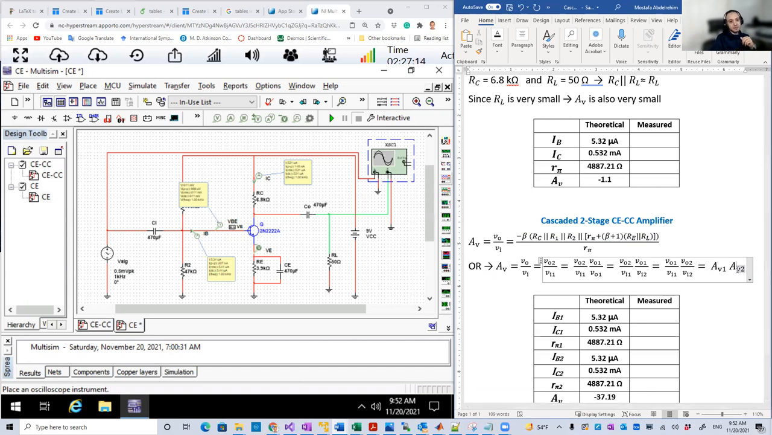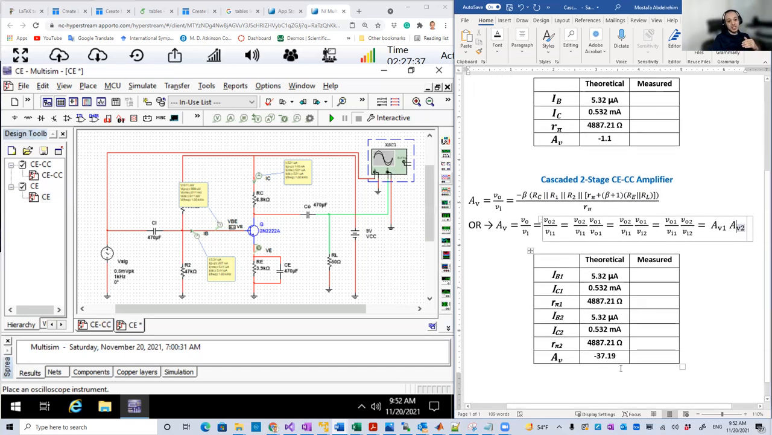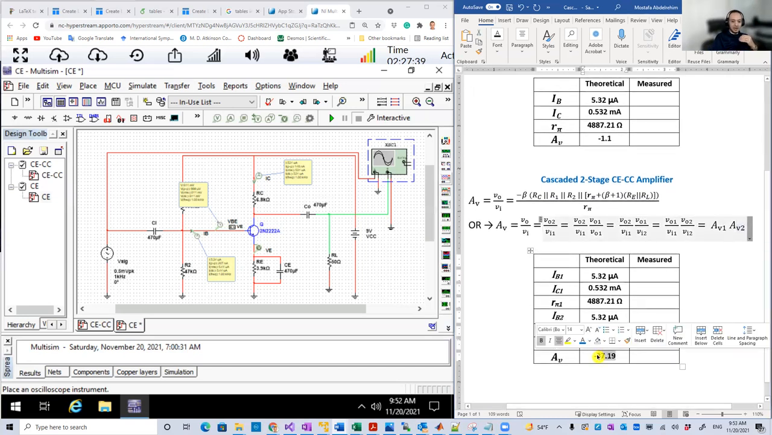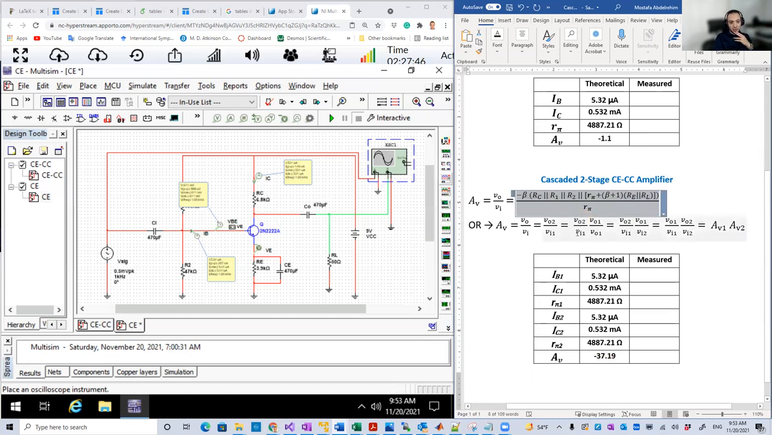Okay. So we're gonna do two things here in this experiment. We're gonna have an oscilloscope that measures VO, the very last output of the circuit, which is VO2 or VO, and the very first input of the circuit, which is V input one or V input. And dividing them by each other, this should give us a value around 37 or something. This is a theoretical value. We calculate it here basically using the values that we have.